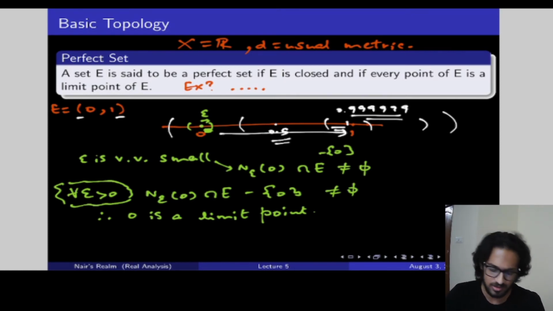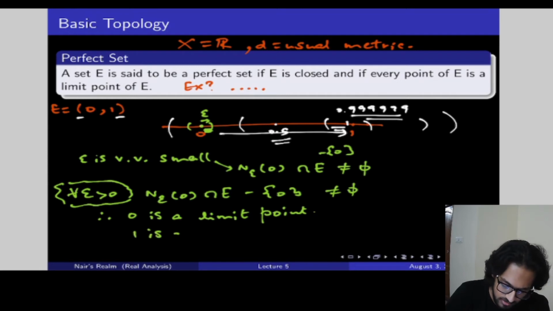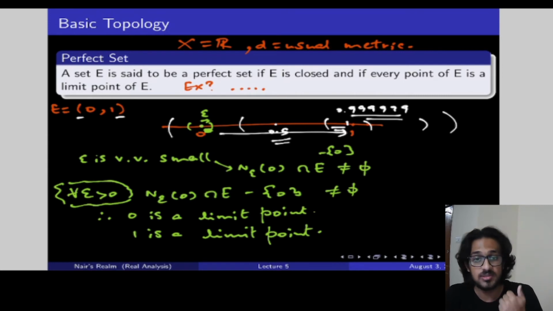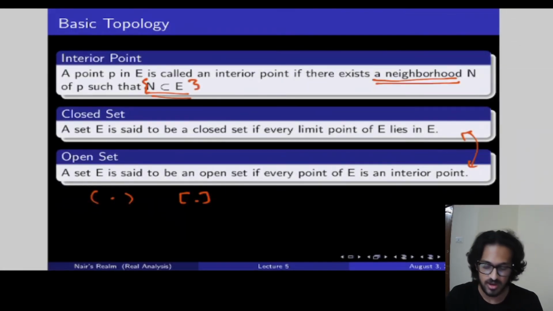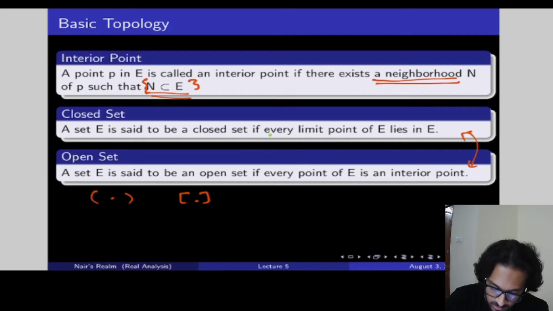Now due to the same arguments, we can also conclude that 1 is a limit point. So we can see that in the set E, there are points 0 and 1 which are limit points, but they don't belong to the set E. Therefore, it can't be a closed set, because the definition of a closed set is that every limit point of E has to lie inside E.